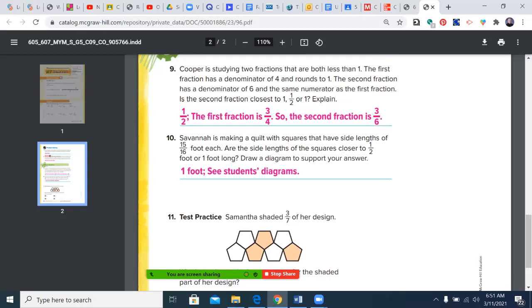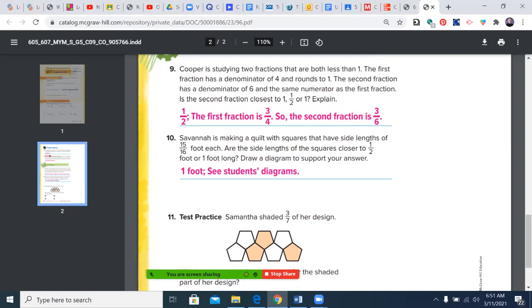If you had 4/4, you're at 1. So we know that this has to be 3/4. There's no other option because 2/4 is literally 1/2. And if you were to keep that 3/6, that rounds to a half, because the equivalent fraction of 3/6 is 1/2. That's its simplest form.